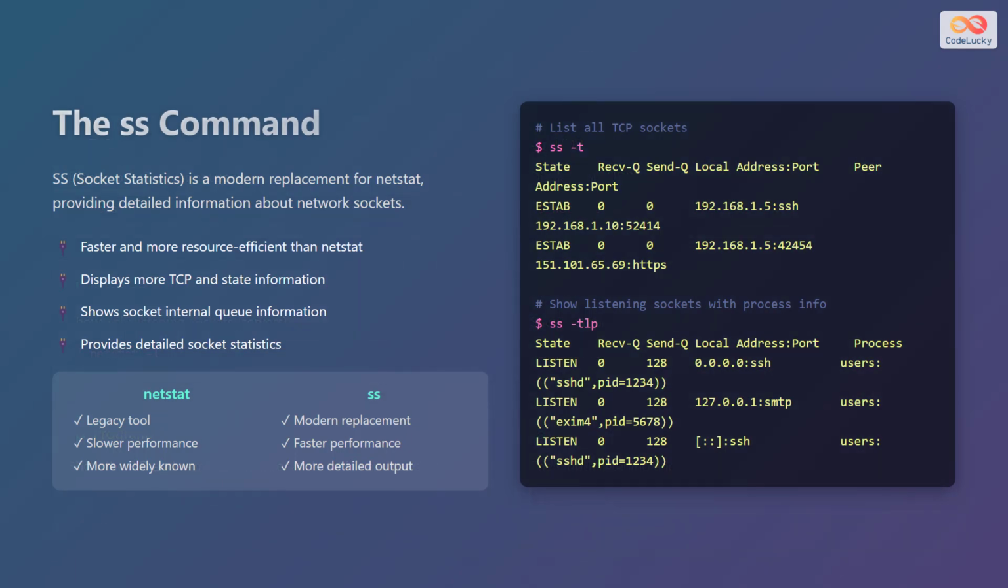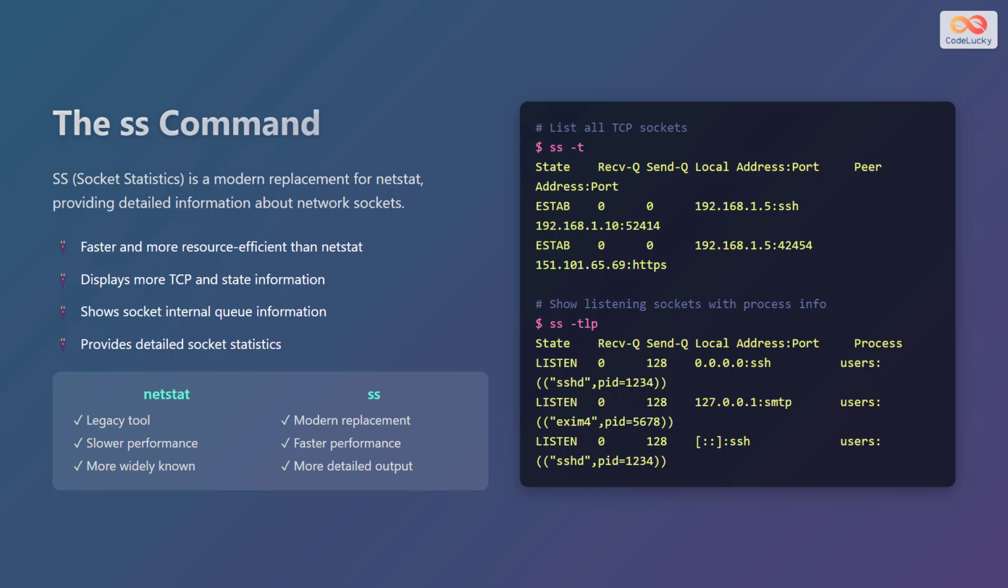Let's dive into the SS command. The SS, short for Socket Statistics, command is a modern replacement for Netstat, providing detailed information about network sockets. It is often faster and more resource efficient than Netstat. It displays more Transmission Control Protocol and state information. It shows socket internal queue information, and it provides detailed socket statistics.